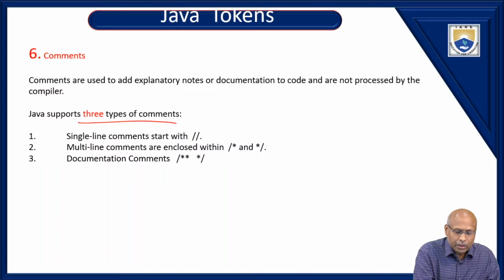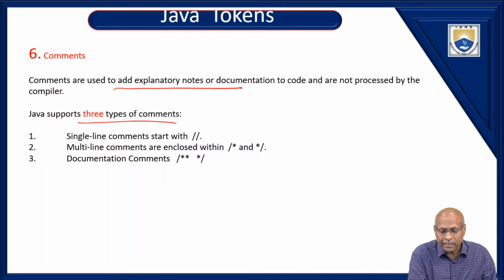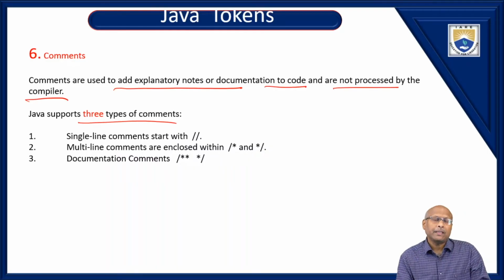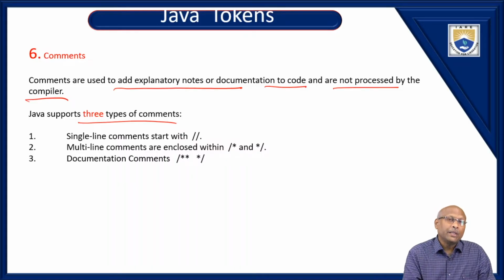So comments are used to add explanatory notes and documentation to the code and are not processed by the compiler. That means what? Comments will not be executed by the compiler. Comments will not be verified by the compiler. Comments are only for the programmer. So you can use 3 types of comment in the Java program.